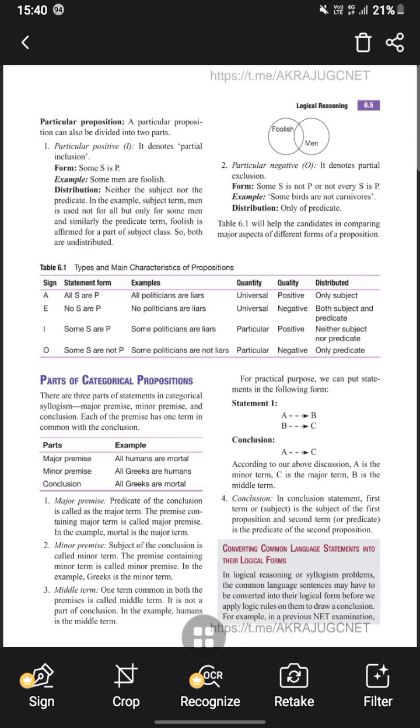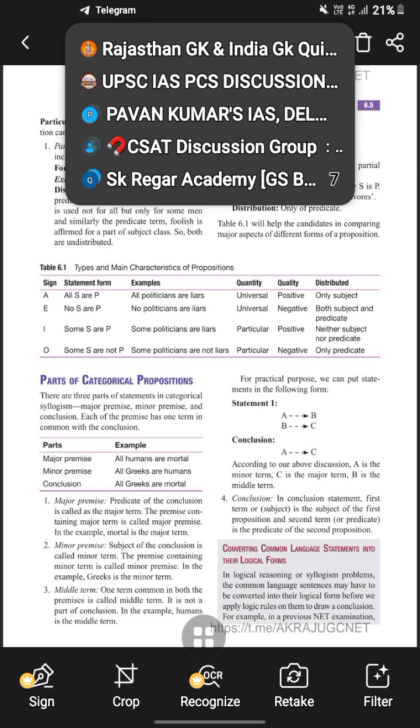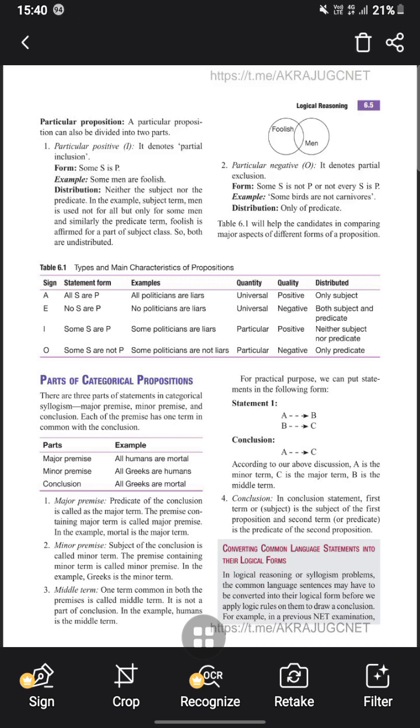Okay, so all S is P, that is all politicians are liars. No S is P, no politician is a liar. Some S is P, some politicians are liars. Some S is not P, some politicians are not liars. Universal affirmative distributes only the subject. Universal negative distributes both subject and predicate. And particular positive, neither subject nor predicate. Particular negative, only the predicate.